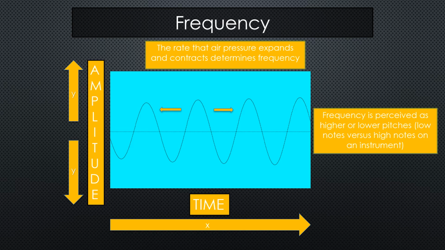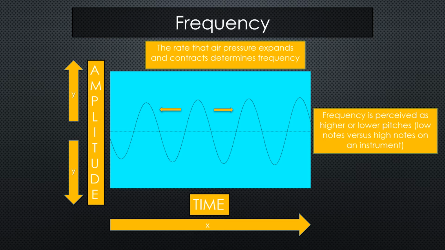Frequency is perceived as higher or lower pitches. We can think about low notes versus high notes on an instrument. So on a piano, a note such as that has a higher frequency than a note such as this. That means that this note is oscillating in the air more quickly than this note, right? The rate of change of air pressure is quicker on a higher note. It has a higher frequency than this lower note.